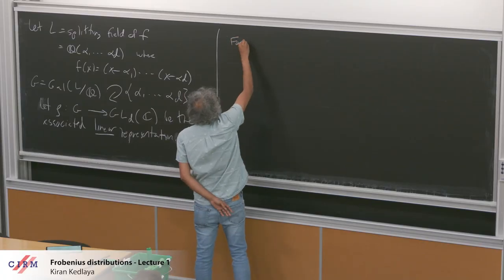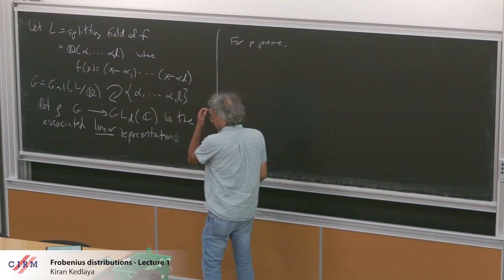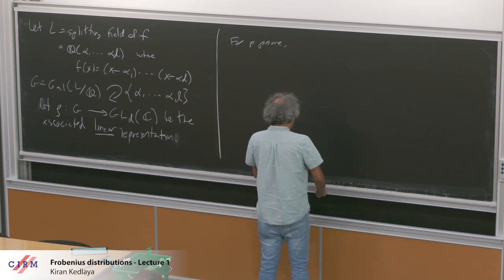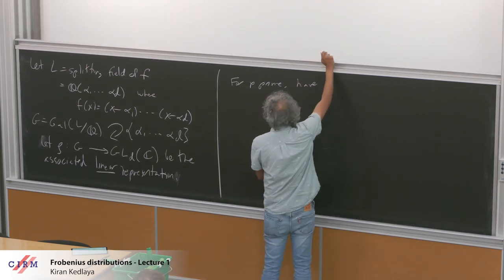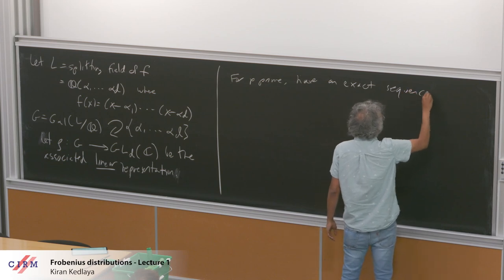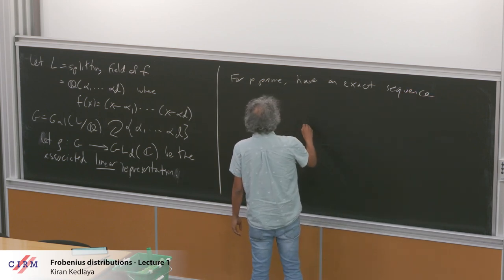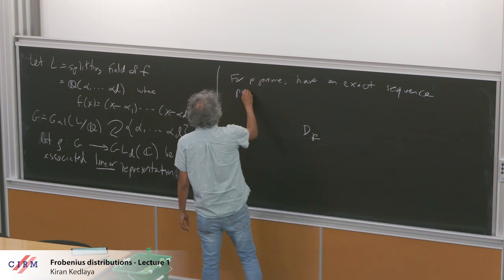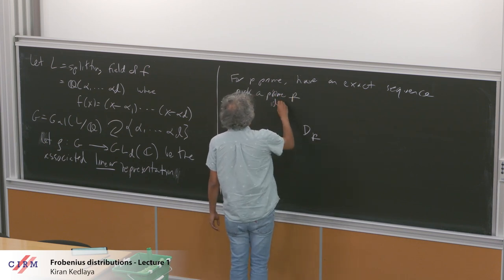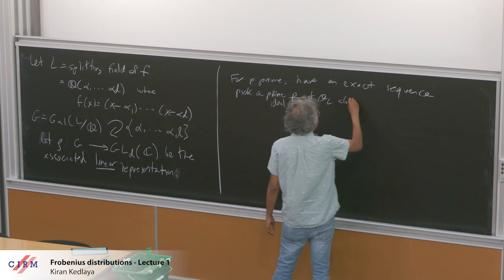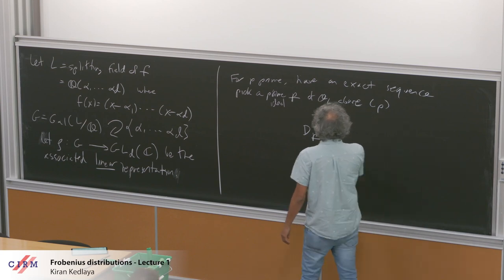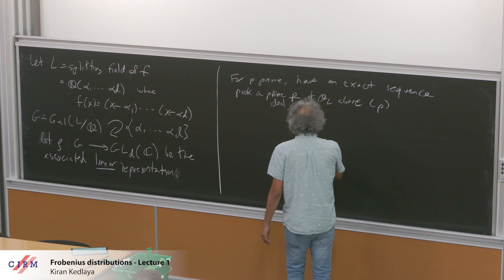What are those elements? Well, they are the Frobenius elements that we've seen earlier. So I have an exact sequence. What I do is pick a prime ideal P of O_L above the rational prime ideal generated by p, and then I have D_P, which is the decomposition group.